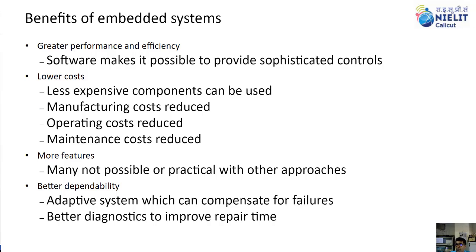Suppose it's a man-operated system. When you add an embedded system for automating it, many practical approaches can be introduced, so the total product features can be increased. And once you introduce the embedded system, there is better dependability. Basically, it is an adaptive system which can compensate for failures. So that is very important.